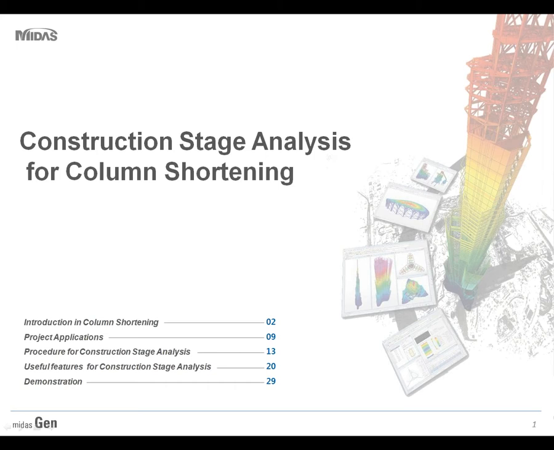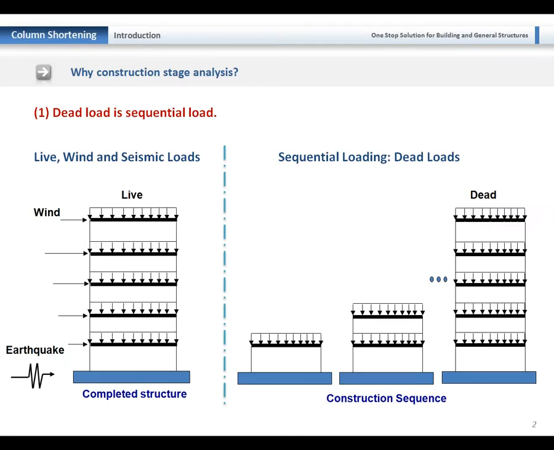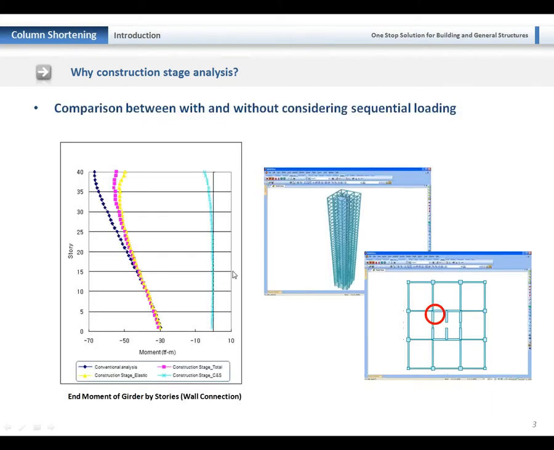In a high-rise building, the actual deformation of the column cannot be ignored. That's why we need to consider the construction stage analysis. We know why we need construction stage analysis: the load is not applied at once, it is like sequential loading. So its effect is different when we consider it in a conventional analysis and when we consider it in the construction stage analysis.